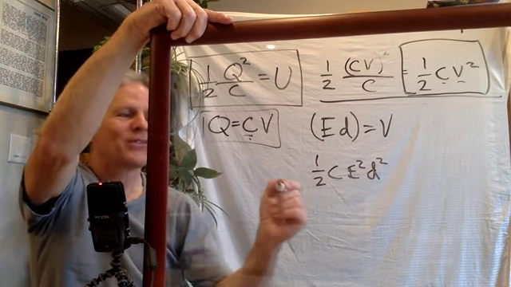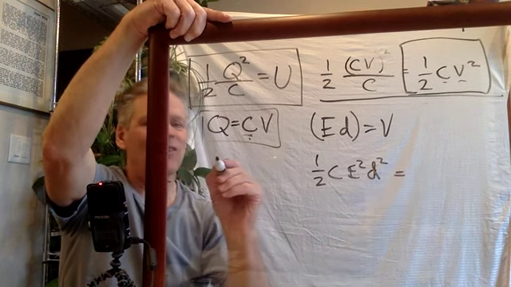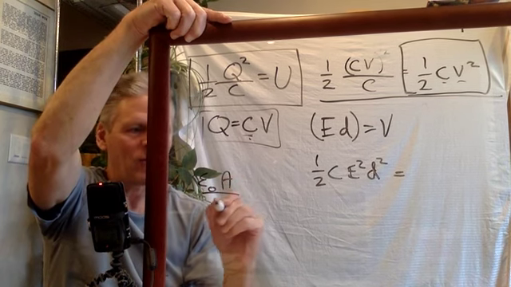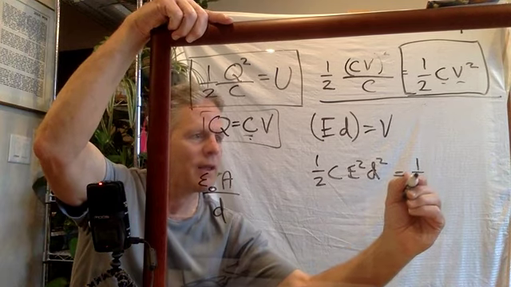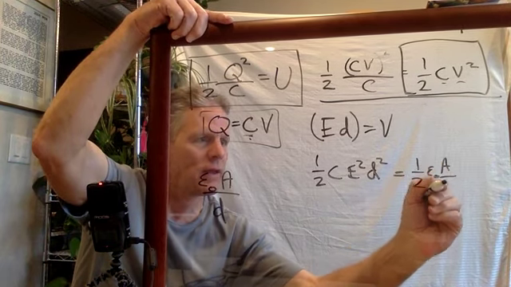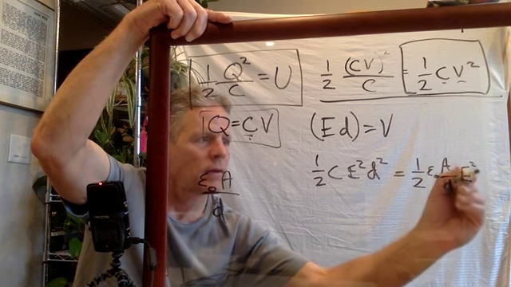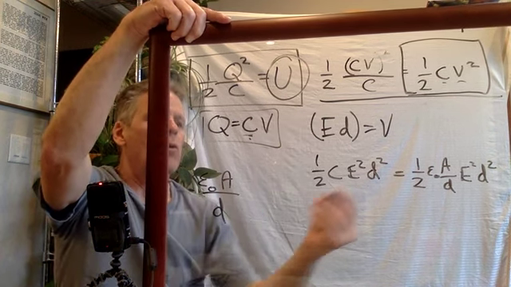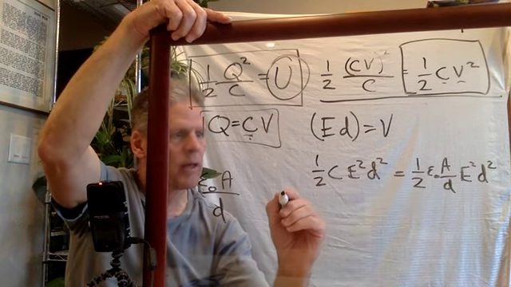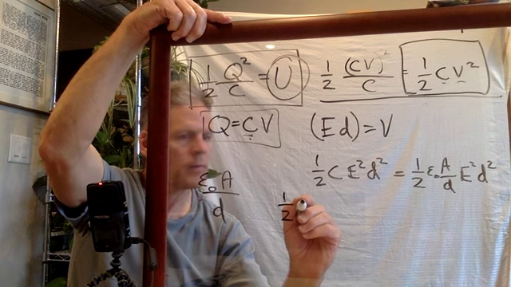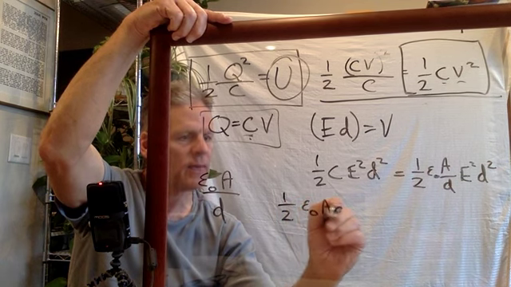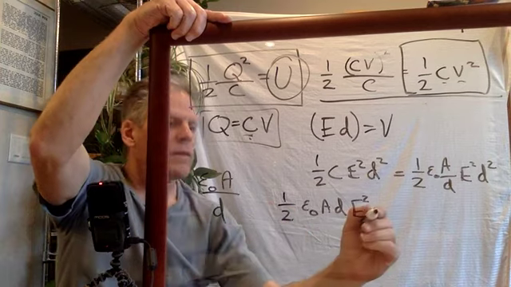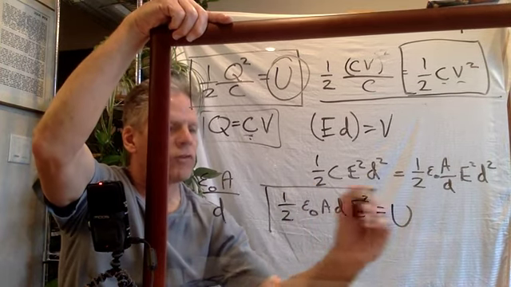All right? But now, what else do we know about C? We know that C is also equal to, and I'm talking about our two plates once again, epsilon 0 A over D. So we're going to have 1/2 epsilon 0 A over D E squared D squared. And remember, this is all the energy stored in a capacitor. Well, now let's simplify this just a little bit more. So now we have 1/2 epsilon 0 A times D times E squared. Okay, so this is now a new expression for the energy stored in a capacitor.